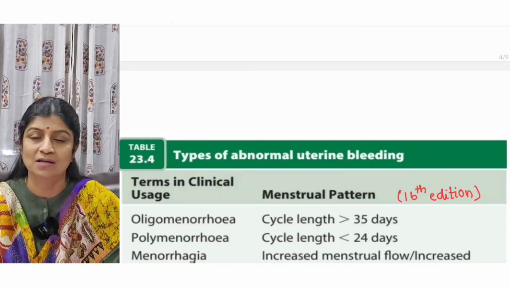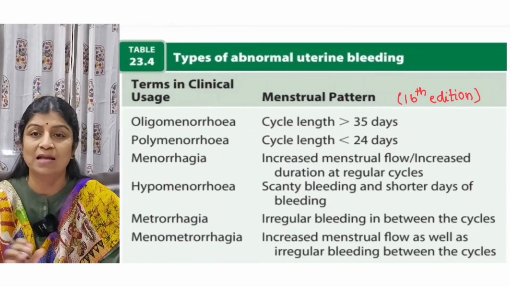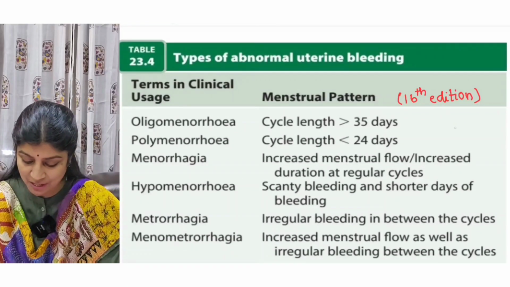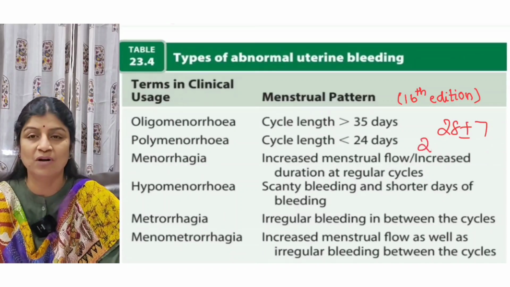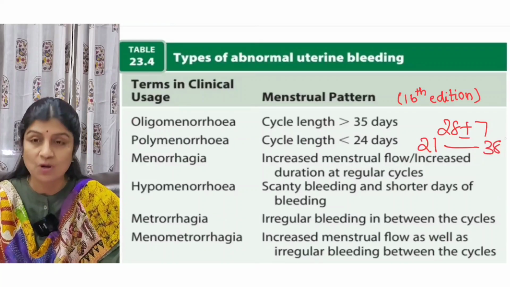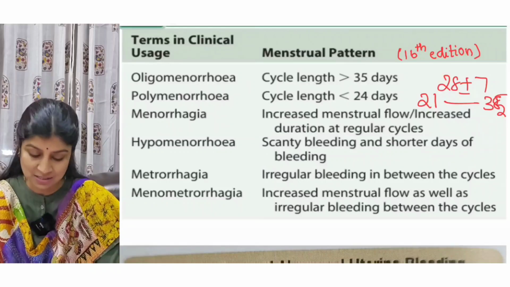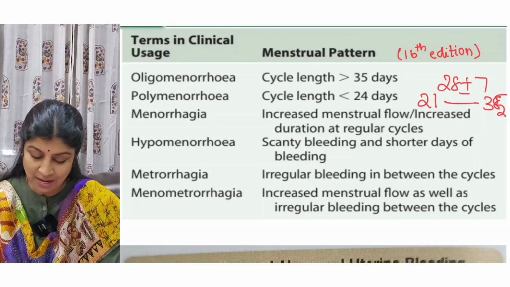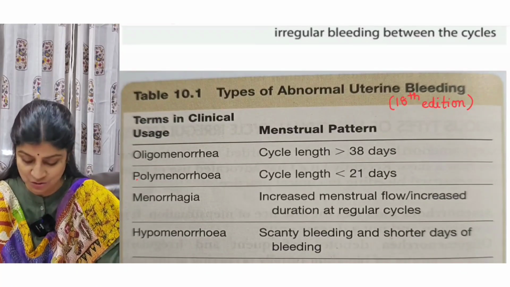Once you understand normal menstruation, what are the various menstrual irregularities? First will be the irregularities of the cycle length. When I say 28 plus or minus 7 days, it extends from 21 to 35 days. In Shaw's textbook, the 16th edition has taken cycle length as 24 to 35 days, and in the 18th edition it is different: 21 days to 38 days.